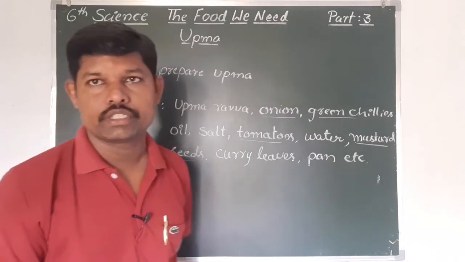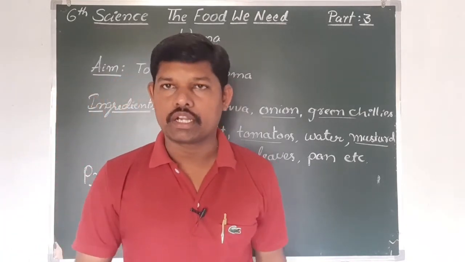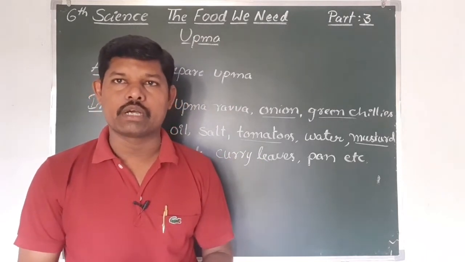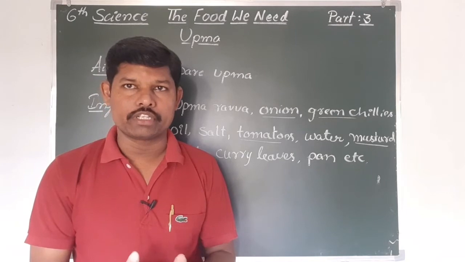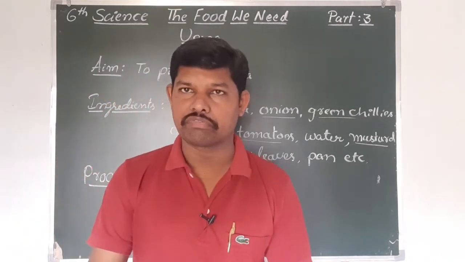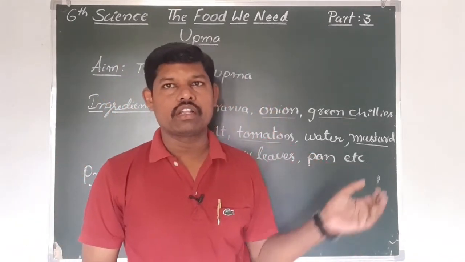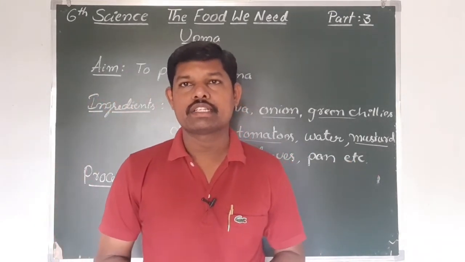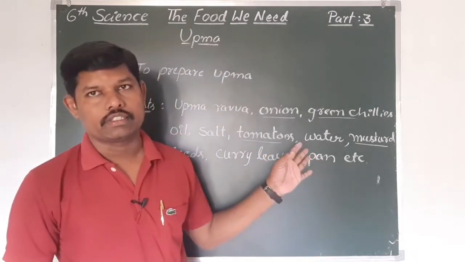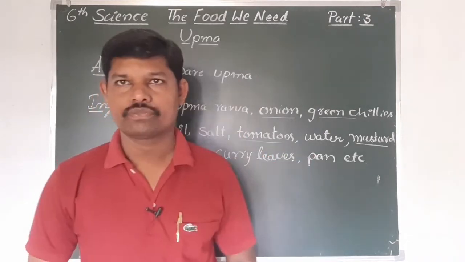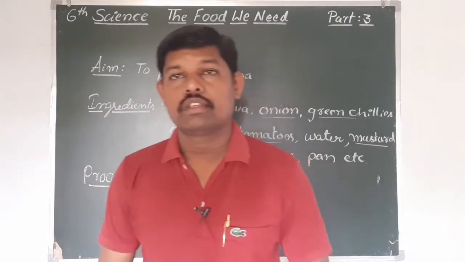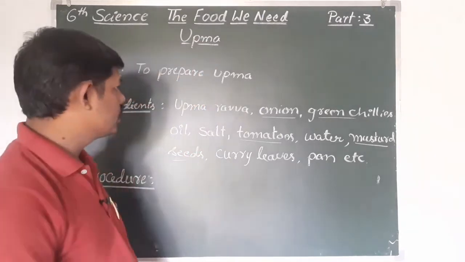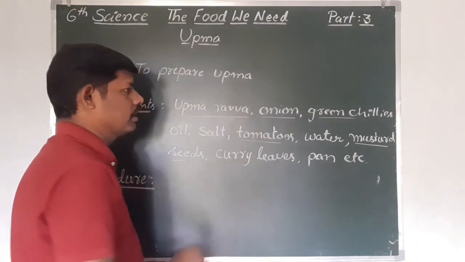You have to add them to the oil and fry them for some time, just till it becomes a little yellow, that means a little brownish color. After frying all these vegetable pieces and mustard seeds, we have to add sufficient water to it, then let it boil for some time. After boiling, we have to add upma rava.